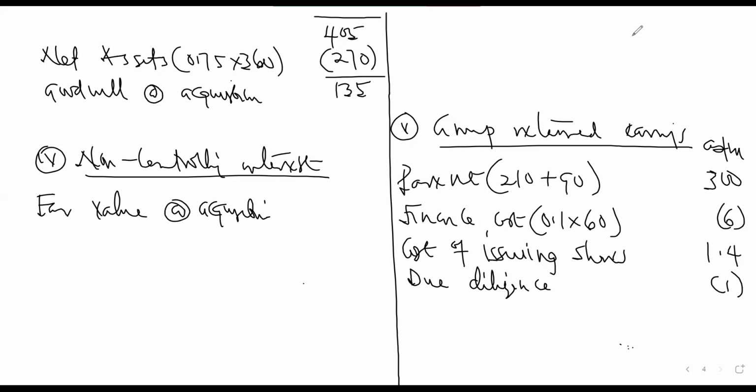If you want to add the non-controlling interest to the purchase consideration and subtract your 360, at the end of the day you'll get your 135 as that. So anyhow you go about it, the NCI at acquisition will be 0.25 multiplied by 360. What are we getting? 90. So that will be 90. Okay, we are done with that. That is for the calculation of the NCI.